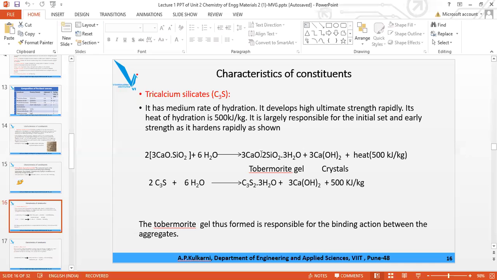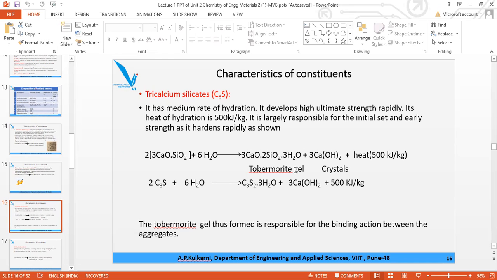Have you got it? In short form, the same reaction: 2 C3S plus 6H2O, giving you C3S2H3. Here 2 are there, so 2. C3 are there, so C3. SiO2 2 times is there, so 2. 3H2O, C3S2·3H2O plus 3 Ca(OH)2. This is the gel and this is the crystal.